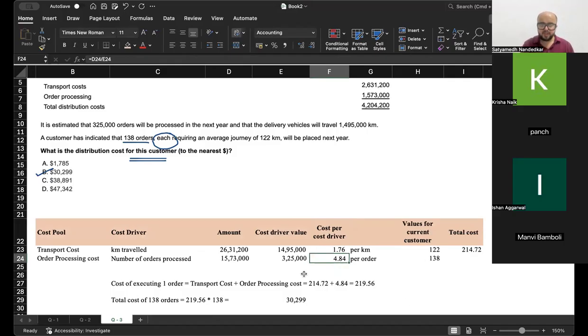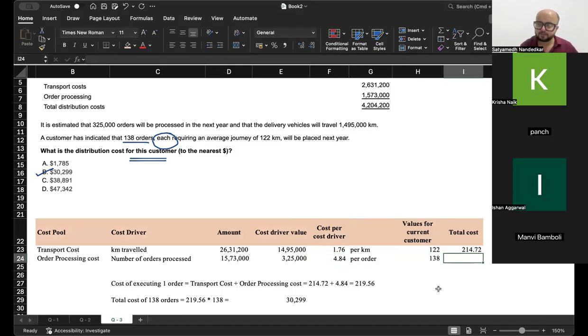So they are asking you the total cost of distribution. First of all, calculate the cost of executing one order, which is 214.72 plus 4.84, and then multiply that by 138. Otherwise the calculations tend to get incorrect in this case. So be careful.